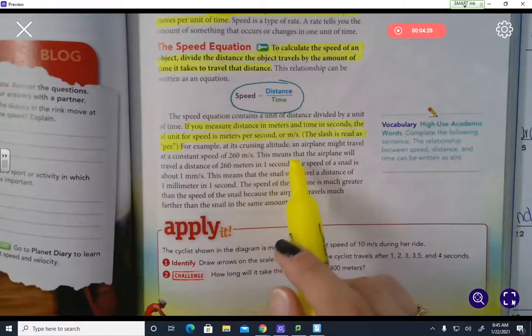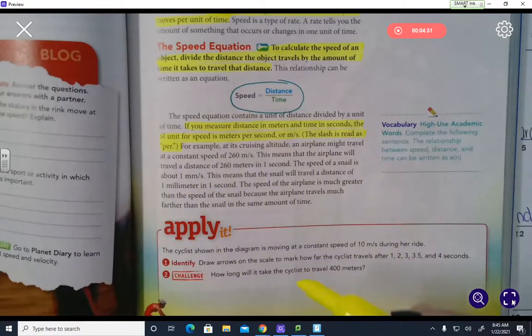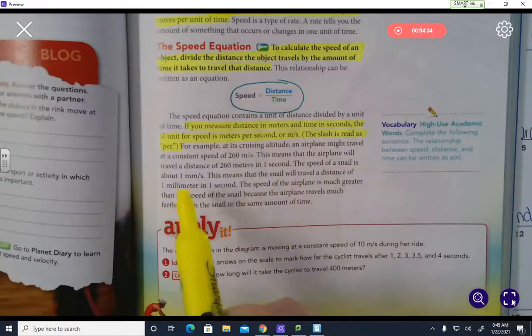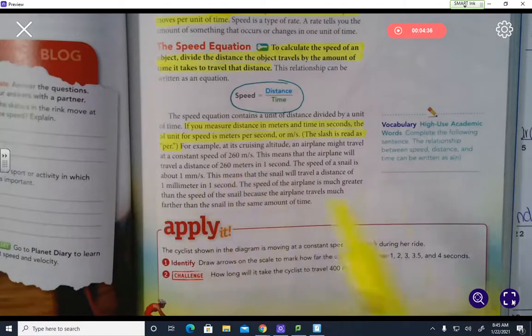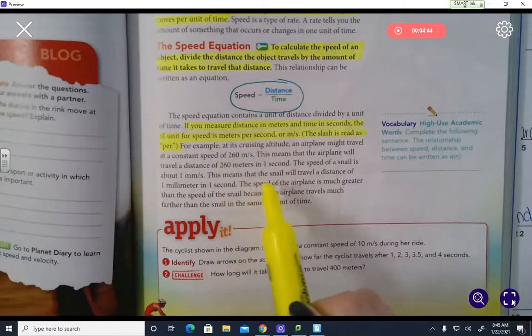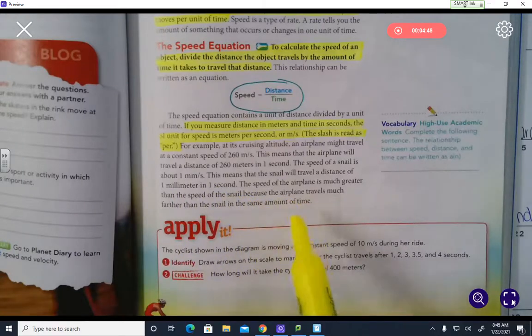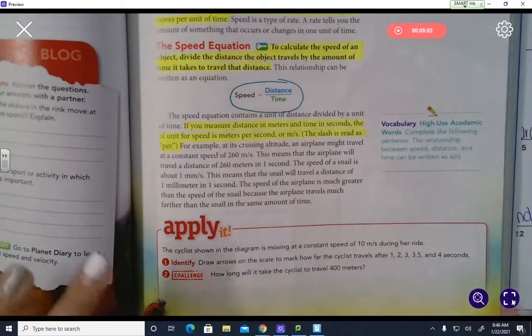For example, at its cruising altitude, an airplane might travel at a constant speed of 260 meters per second. This means that the airplane will travel a distance of 260 meters in 1 second. The speed of a snail is about 1 millimeter per second. This means that the snail will travel a distance of 1 millimeter in 1 second. The speed of an airplane is much greater than the speed of a snail because the airplane travels much farther than the snail in the same amount of time.